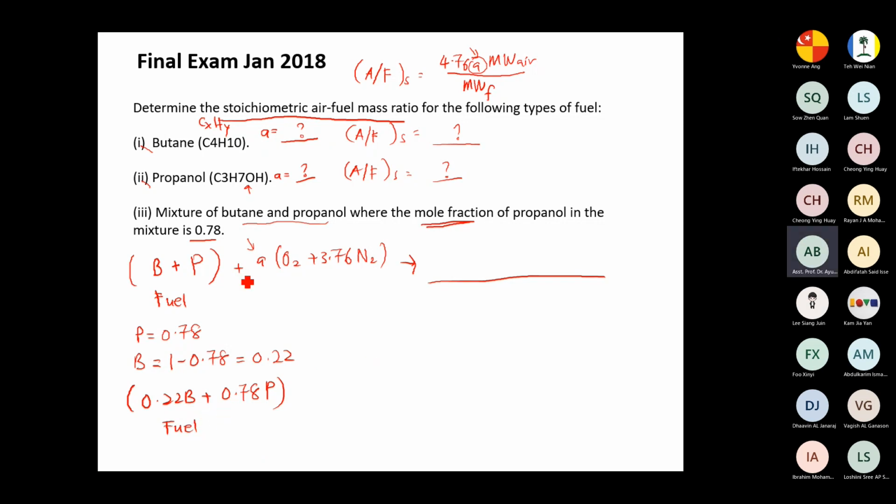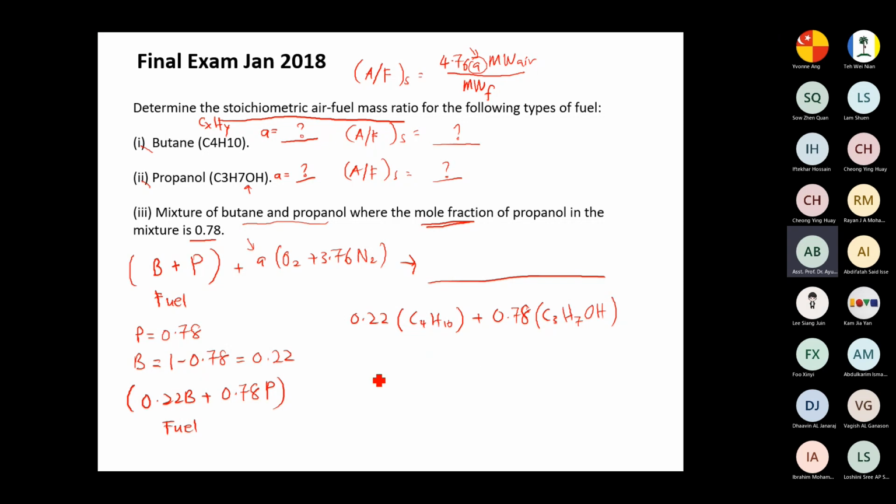From here, you can calculate the A. Butane and propanol, so the mixture would have C, H and O. Butane, 0.22 multiplied by C4H10, plus 0.78 multiplied by C3H7OH.